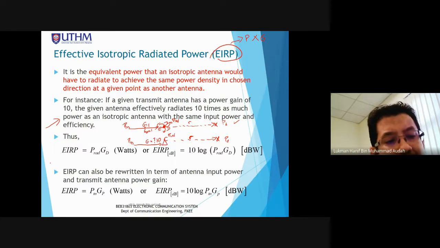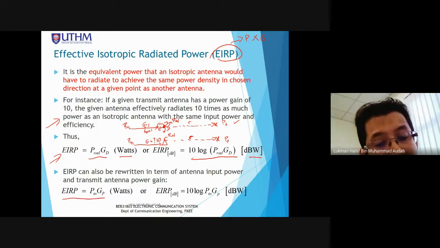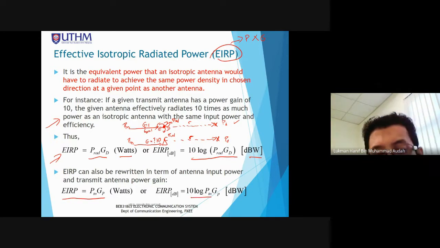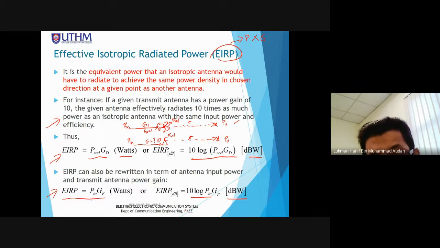Okay, so EIRP is equal to P radiation times directivity gain, unitnya dalam watts ataupun boleh juga dalam sebutan decibel, dBW. And EIRP boleh juga diukur berdasarkan P input multiplied with the gain GP. So we can also make it as in decibel 10 log P input times GP. So we get in dBW. So ini tak kisah kita nak gunakan kombinasi yang mana satu, kedua-duanya akan menghasilkan jawapan yang sama. Okay, we can use any of this combination to produce the same amount of EIRP.